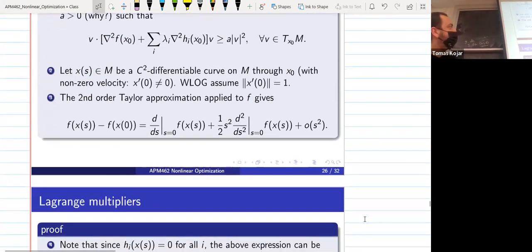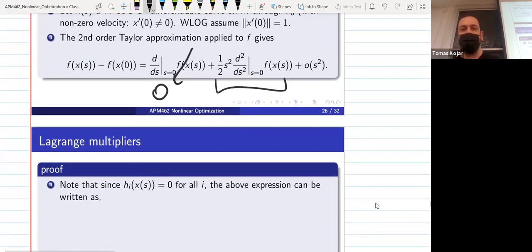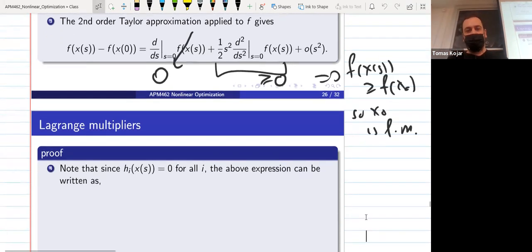We do Taylor. We talked about this. And again, let me not repeat. This was 0, right? We talked about that. And we just showed that this guy is bigger than A V. So that's basically what's going to happen. So I'm going to show that this guy is non-negative. So I'm going to get you that f of x_s is bigger than f of x naught. So x naught is a local min. That's basically the argument, which we've done about 10 times.